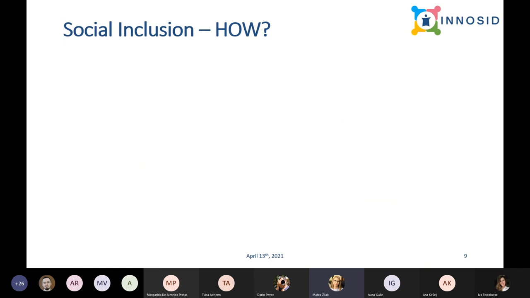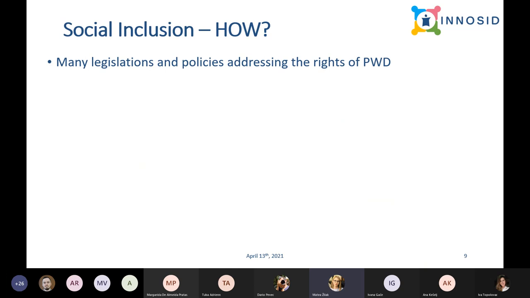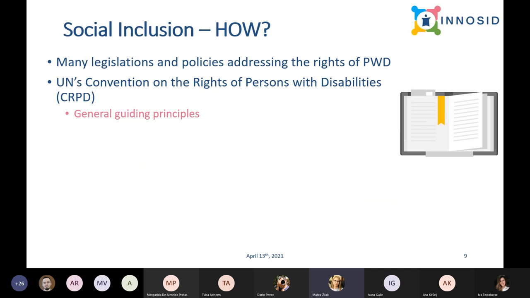As we already mentioned, there are many factors apart from someone's health condition that affect functioning and disability of a person with disability. And this makes social inclusion of people with disabilities really complex. Fortunately, there are many legislations and policies that are addressing the rights of people with disabilities. And there are some general guiding principles, for example, from the United Nations Convention on the Rights of Persons with Disabilities. This is a legally binding policy instrument that addresses all human rights and fundamental freedoms of all persons with disabilities. It was adopted in 2006, and above 150 countries and organizations have signed the convention.